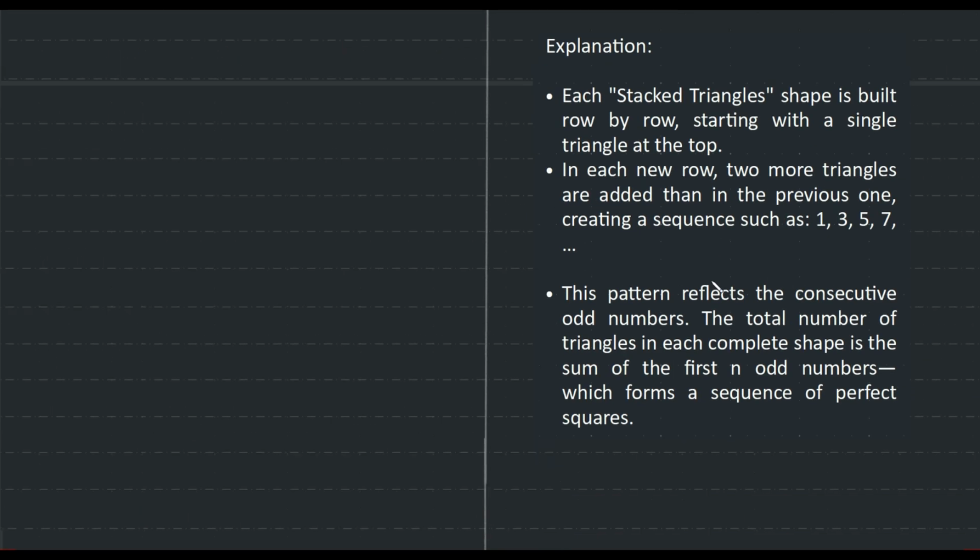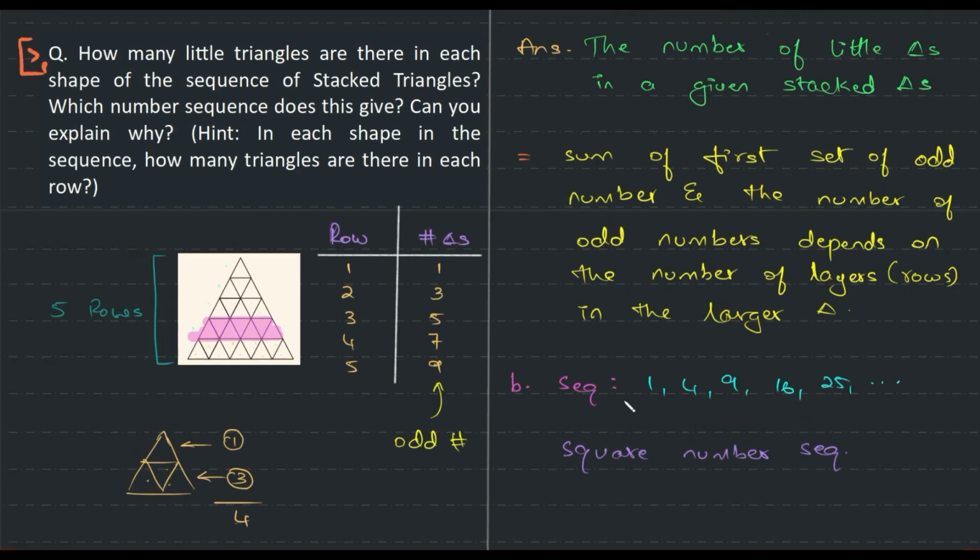So I think I have the explanation over here. Each stack shape is built row by row, starting with a single triangle at the top. In each new row, 2 more triangles are added to the previous one, creating a sequence such as 1, 3, 5, and 7. This pattern reflects the consecutive, consecutive means one after another, odd numbers. The total number of triangles in each complete shape is the sum of the first n odd numbers, which forms a sequence of perfect squares. So whenever we add consecutive odd numbers starting from 1, we always end up with a square number. Okay, so this is a good enough explanation. So I think I'll stick to that.